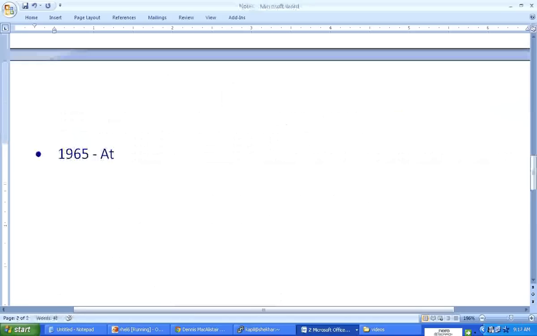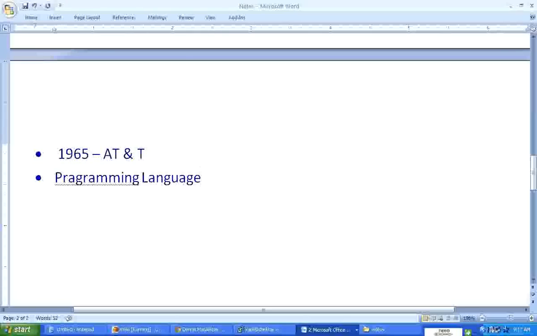1965-66, I guess. People at AT&T, a telecommunication company in the US, wanted to build an operating system which was network friendly and user friendly. So they started working on this, and then to build an operating system, they realized that they had to build or invent a programming language. A programming language should be built which would make the job of building the operating system simple.